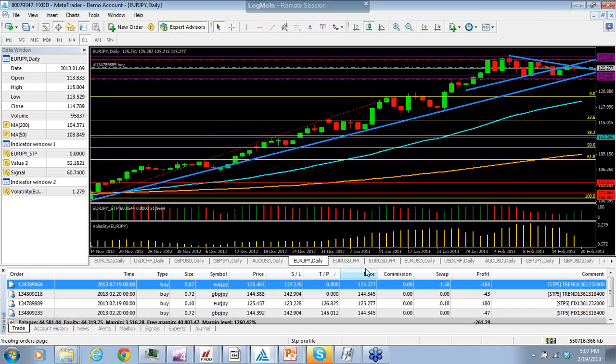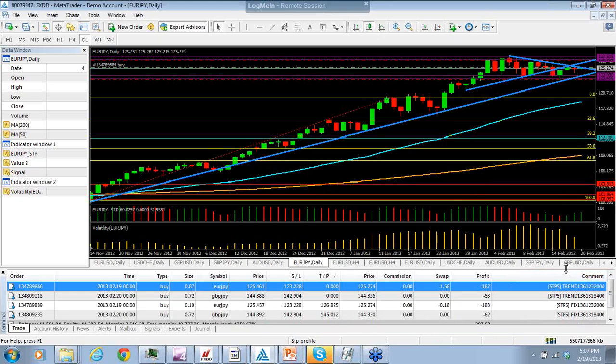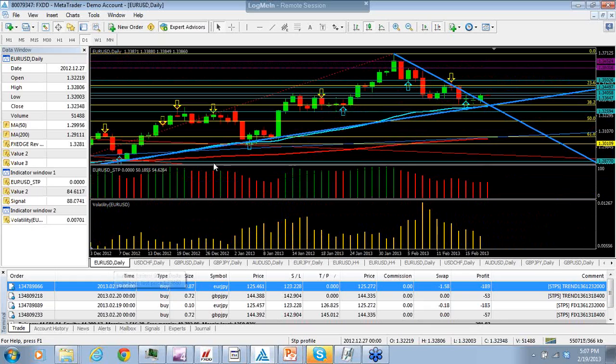What's been going on in our charts here? We're going to talk about it right now. Basically, guys, we have what seems to be a buy that's developed here on the euro yen, on the yen pairs. But let's start here with our euro dollar.